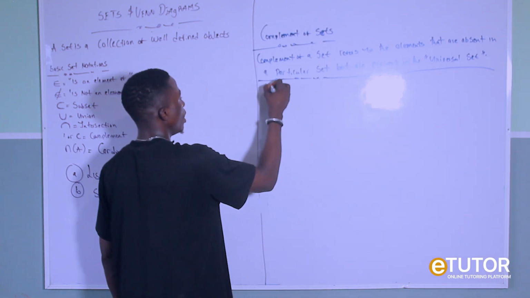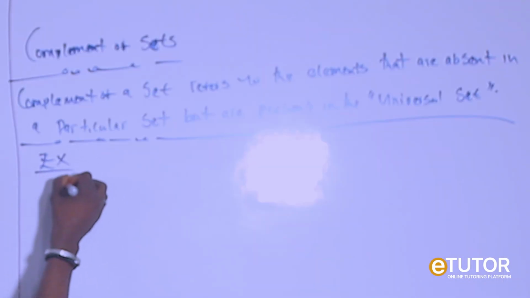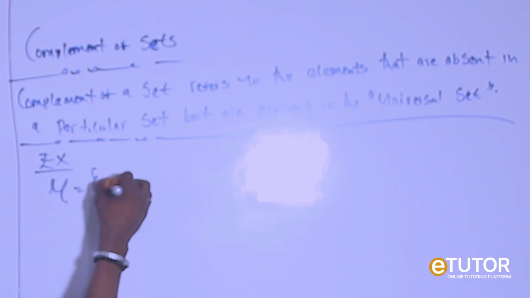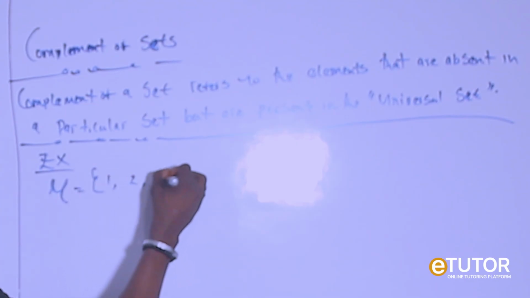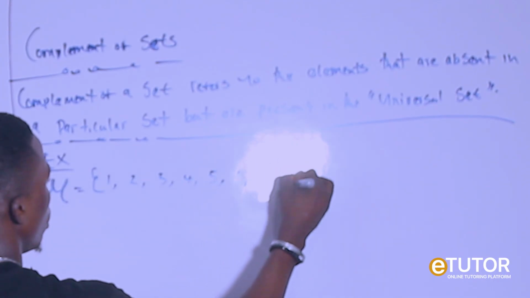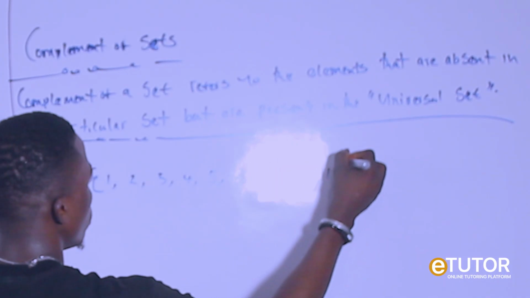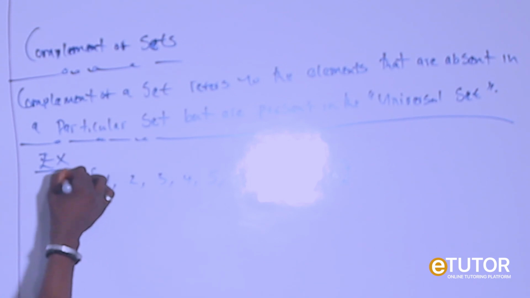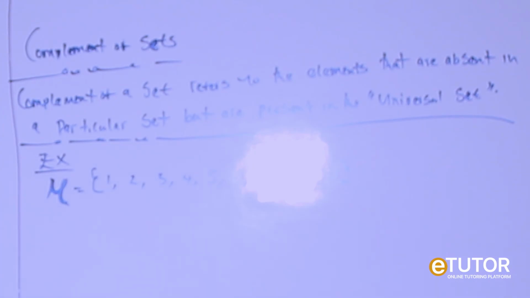So for example, let's say you have a universal set. Remember, it's denoted by this symbol, mu. The universal set is 1, 2, 3, 4, 5, 6, 7, 8, 9, 10. So this is the universal set. Remember I said the universal set is the mother set. This is a set that houses every other set. Every other set is gotten from it.